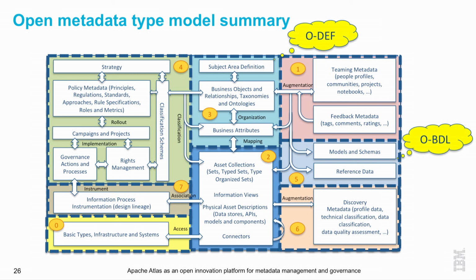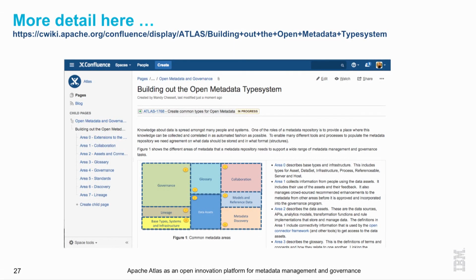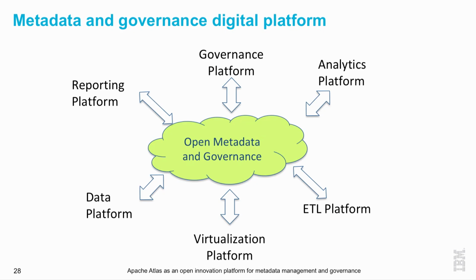This picture and the detail is on the Atlas wiki, I think. Yes, this is where you can find everything, and you can drill down in and see each of the areas and the definitions that are available. And if you start the Open Metadata function up inside the Atlas server, you'll see all the types as well. So that's the type system.